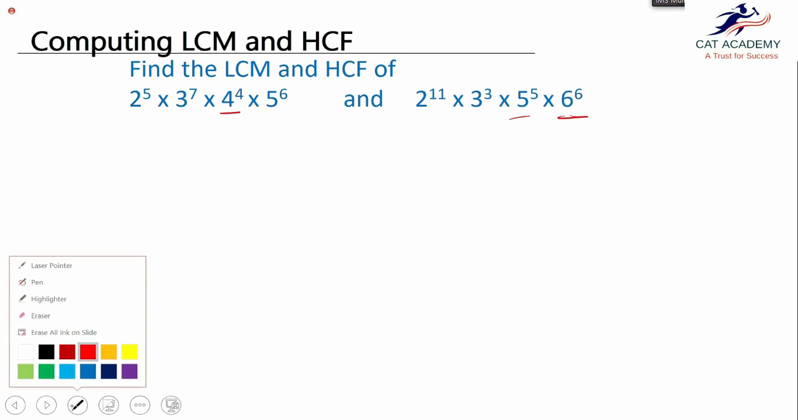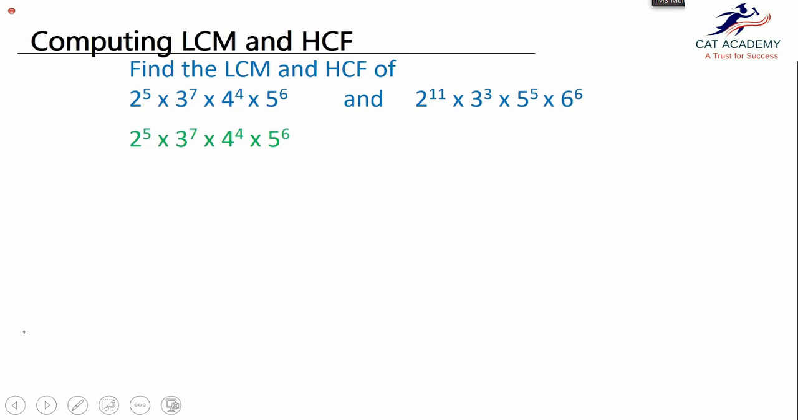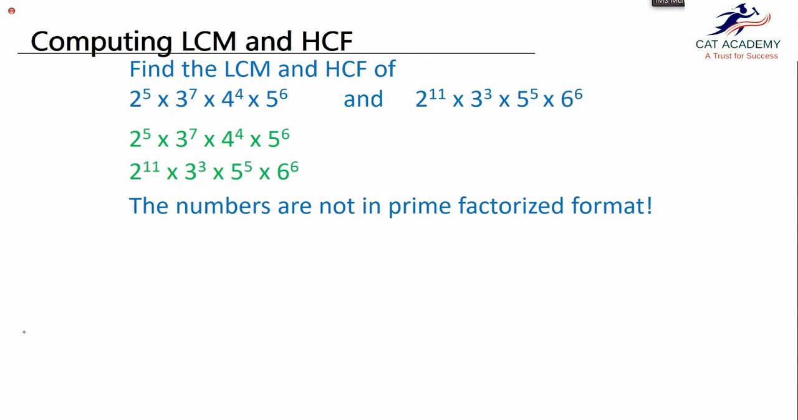So to convert this 4 raised to 4 and 6 raised to 6, I'll write it like this. Because 4 raised to 4 is 2 raised to 8. 2 raised to 8 and 2 raised to 5. When I combine them, I get 2 raised to 13. 2 raised to 5 and 2 raised to 8 combined, I get 2 raised to 13. So 2 raised to 13 into 3 raised to 7 into 5 raised to 6.